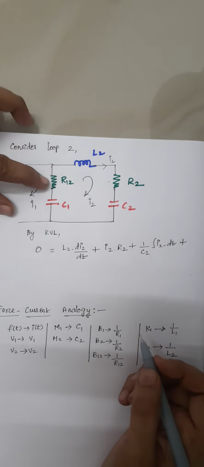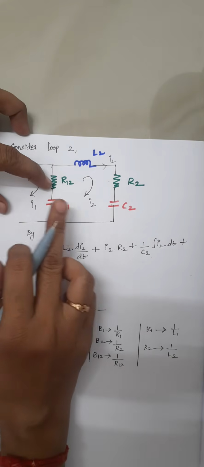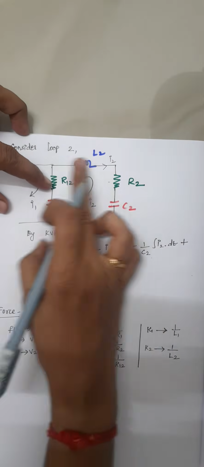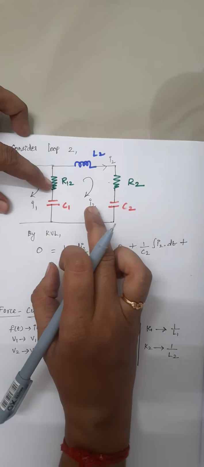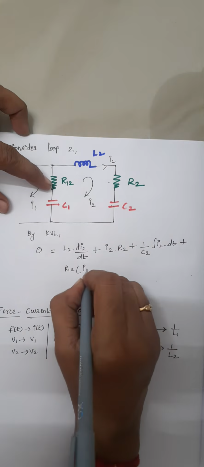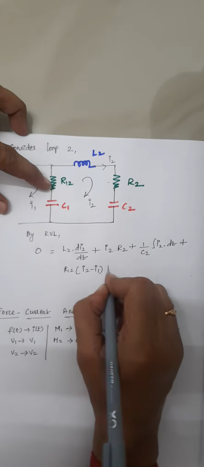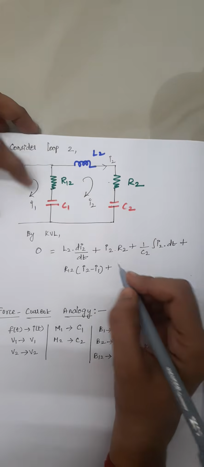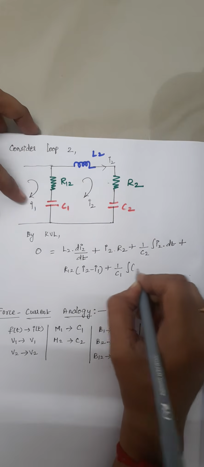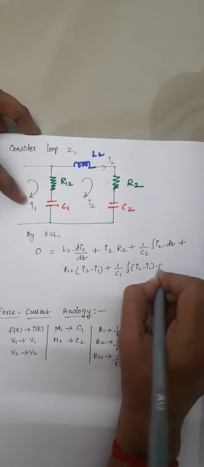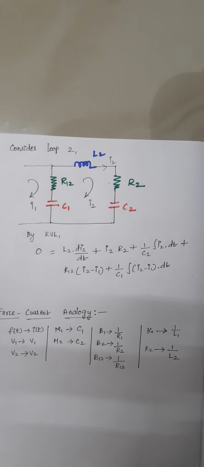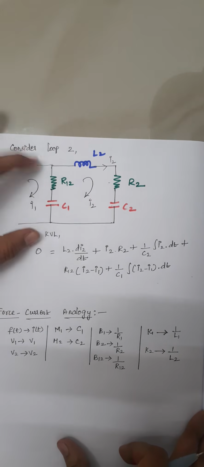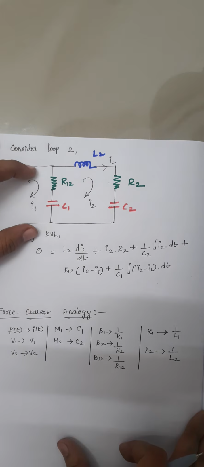Plus now consider your resistor R12. This is common for both I1 and I2. So R12 into, now I am considering loop 2. So in loop 2 the current I2 flows. So here I have to write it as I2 minus I1. Plus again we are having another capacitor which is common for both loop 1 and loop 2. So I am writing it as 1 by C1 into integral of I2 minus I1 into dt. Okay, this is the respective voltage expression for this loop. This is the respective expression for this loop 2.